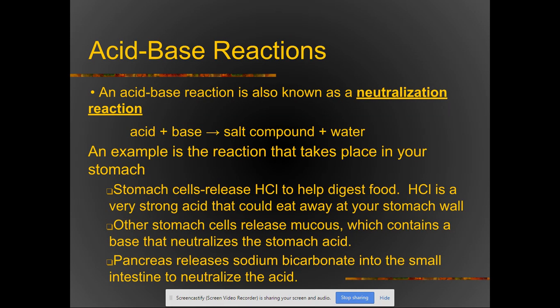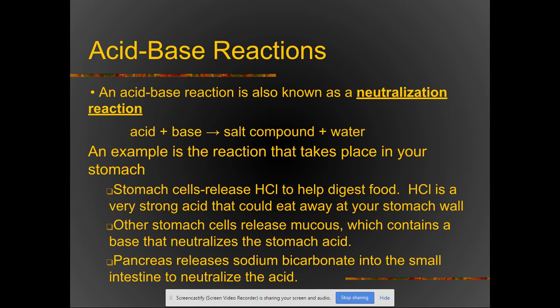Now, an acid-base reaction is also known as a neutralization reaction, which we've talked about, where an acid and a base are the reactants, which leads to the production of a salt compound in water. An example of this is a reaction that takes place in your stomach. Stomach cells release hydrochloric acid, or HCl, to help digest food. HCl is a very strong acid that can eat away at your stomach walls. Now, other stomach cells release mucus, which contains a base that neutralizes the stomach acid.